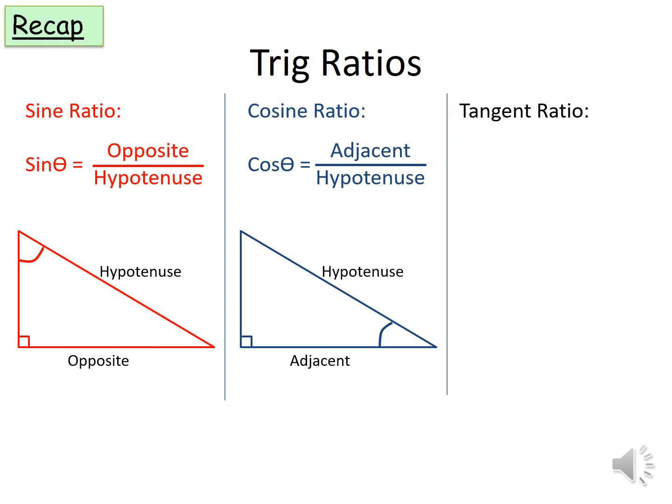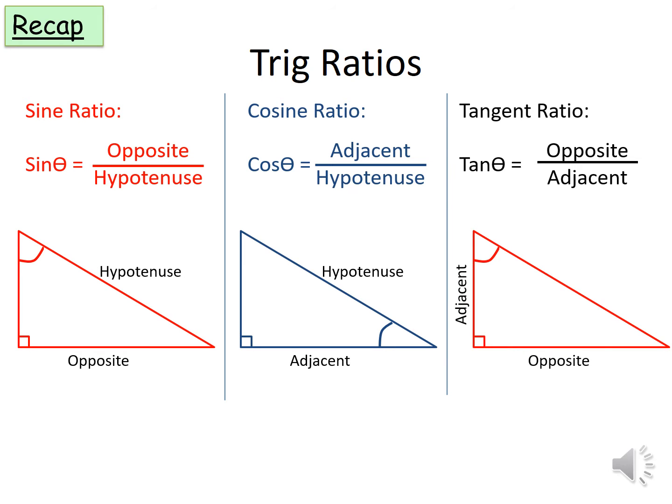And for the last one, tangent ratio, you would have the opposite and the adjacent, and on the right angle triangle, the lengths adjacent and opposite will be given to you. So remember the mnemonic, SOHCAHTOA.